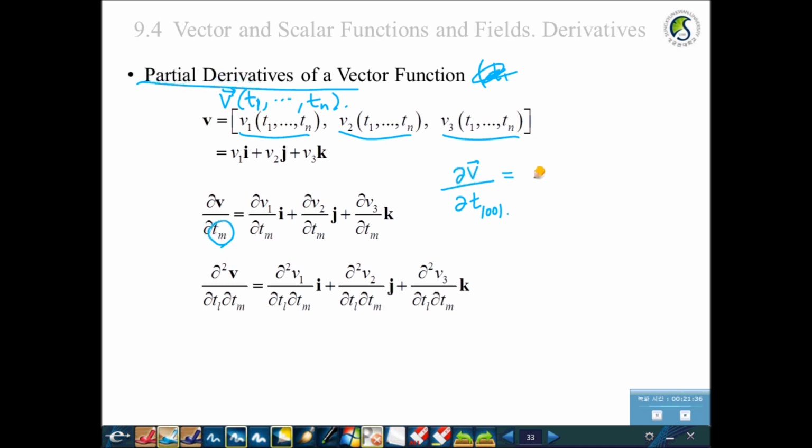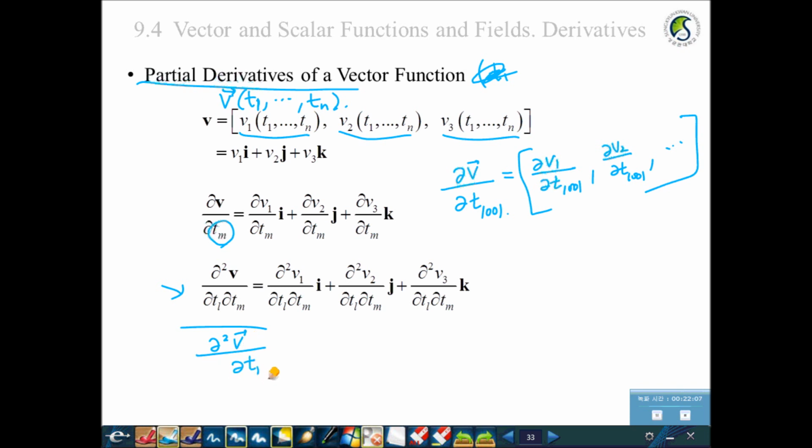Then that's how you write it: dV1 over dtm, dV2 over dtm. That's how you do it. That's the partial derivative. The variables other than tm are held constant. And the second partial derivative, you're doing another derivative, so dV over dtm, then the other over dtk, I don't know. That's what you do. Chain rule.